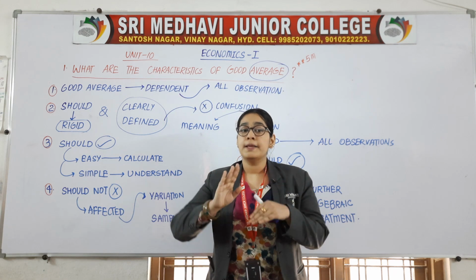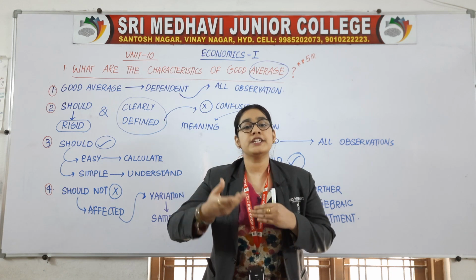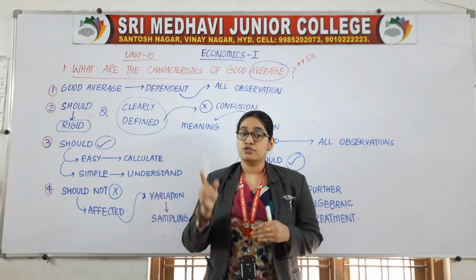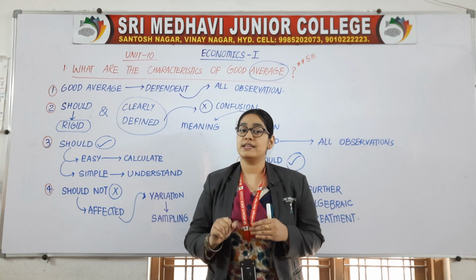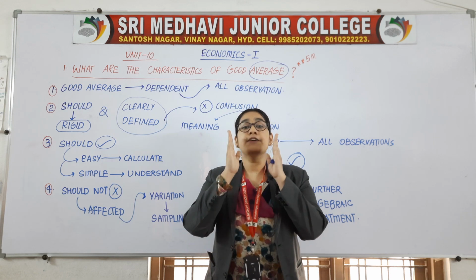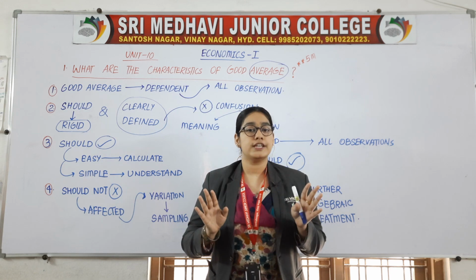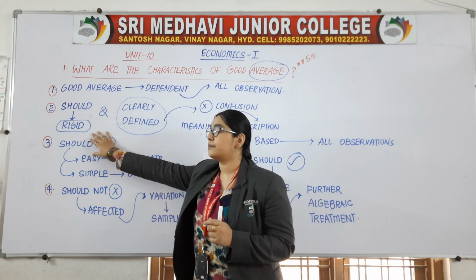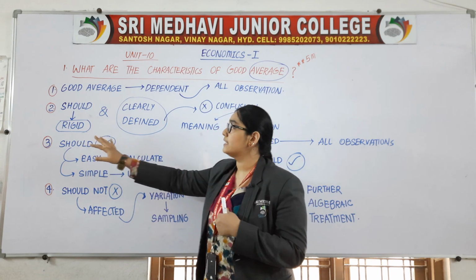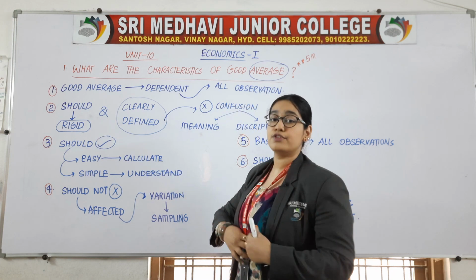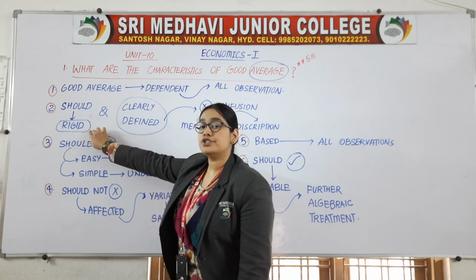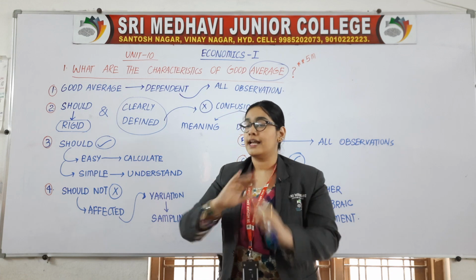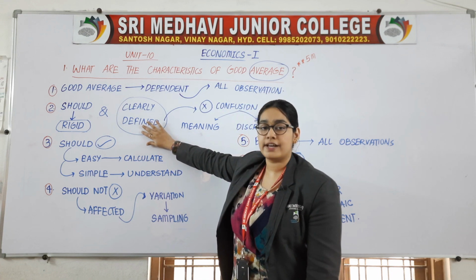No. Why? Because I am changing the numbers over here. So that should not be there. It should be fixed. It should not change. So being fixed and not changing is nothing but rigid. So what is the second characteristic of a good average? That it should be rigid and clearly defined.